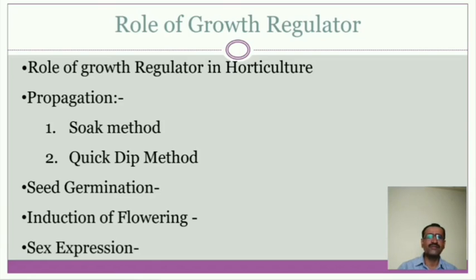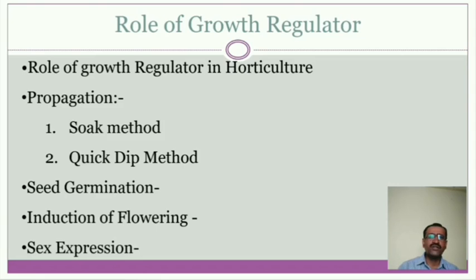Next one is seed germination. As we know, in seed germination, mostly gibberellic acid significantly accelerates the seed germination rate in many plant species. In the pre-soaking method, the seed is soaked with gibberellic acid, for different plants like bhendi and sugar beet. These increase the germination in these plants.